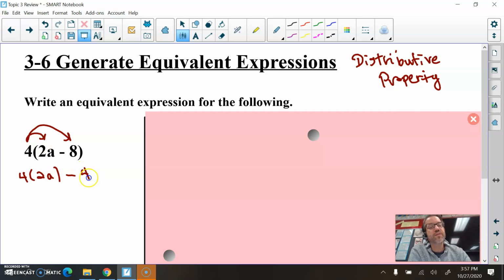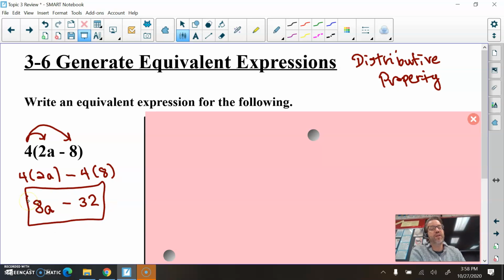4 times 8. So we're distributing the 4 through that quantity and multiplying it by both terms inside of the quantity. So 4 times 2a is 8a. Minus, and then 4 times 8, that's 32. So 8a minus 32 is an equivalent expression to this one up here.